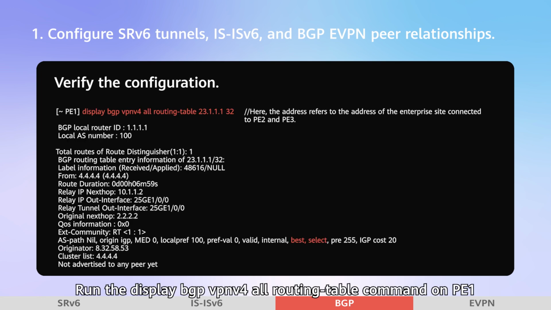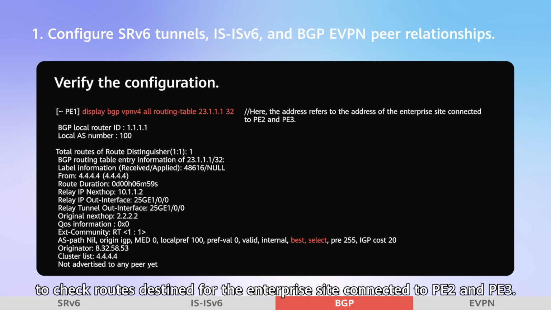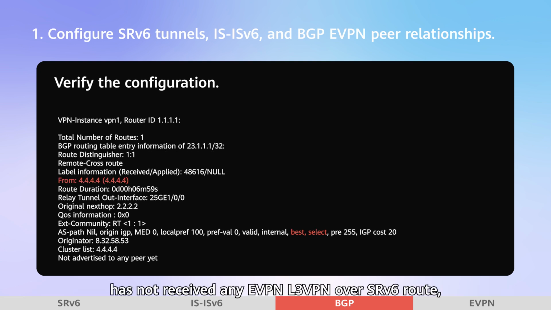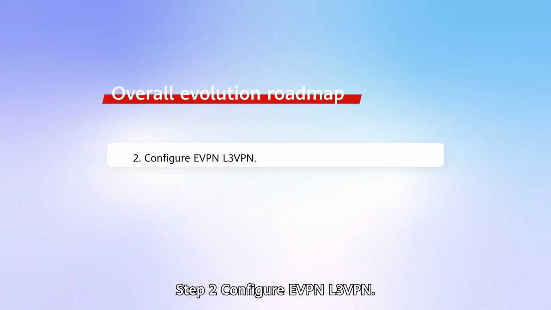Run the display bgp vpnv4 all routing-table command on PE1 to check routes destined for the enterprise site connected to PE2 and PE3. The command output shows that PE1 has not received any EVPN L3VPN over SRv6 route, and the current service is still L3VPN over MPLS.